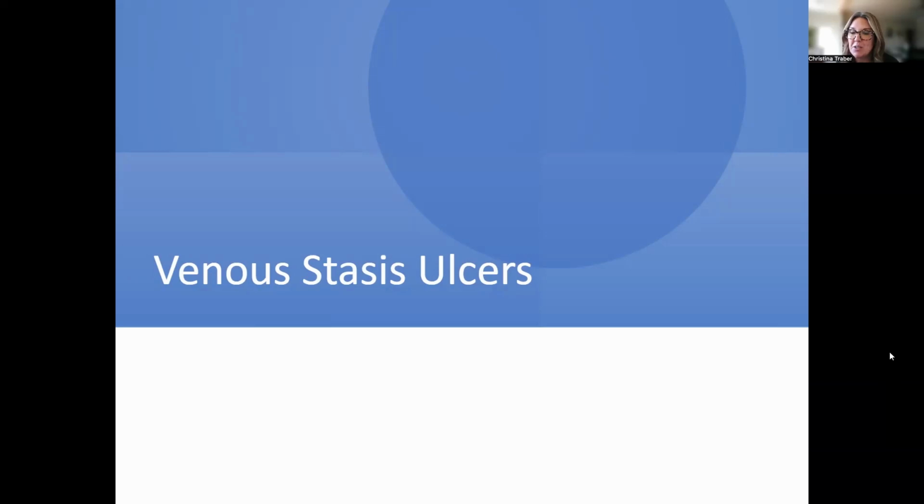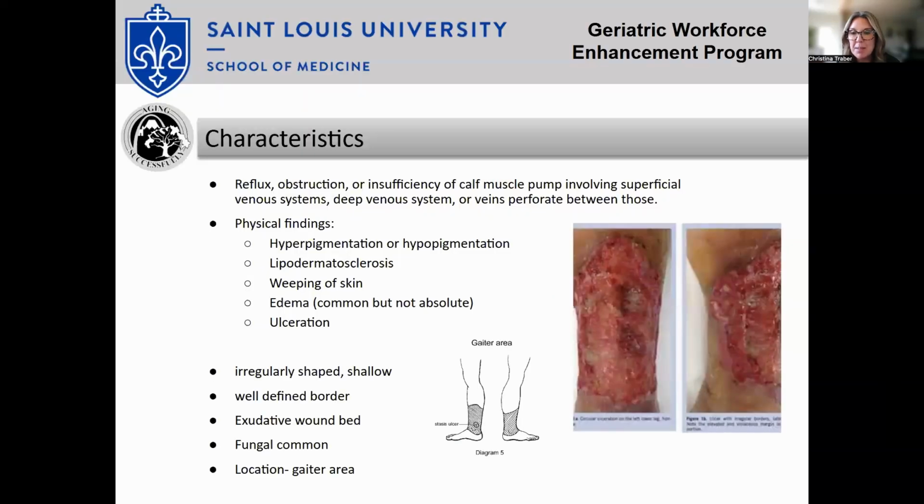And then venous stasis ulcers. So these are kind of the classical ulcers that people see when you have someone who has leg edema and they get these real shallow ulcers. Because this is characterized by reflux, obstruction, or insufficiency of the calf muscle pump involving the superficial venous system, the deep venous system, or the veins. So their veins don't work well. They don't open and close all the way as they walk. And so they get extra fluid that gets stuck down in their legs. And this causes that fluid to seep out of their legs, causing ulcers.